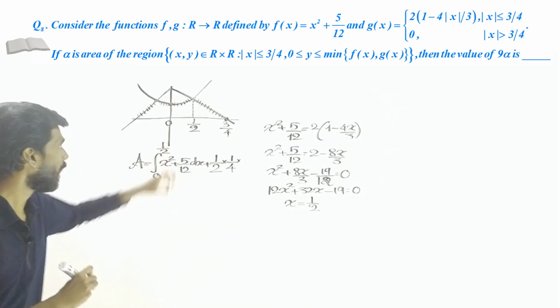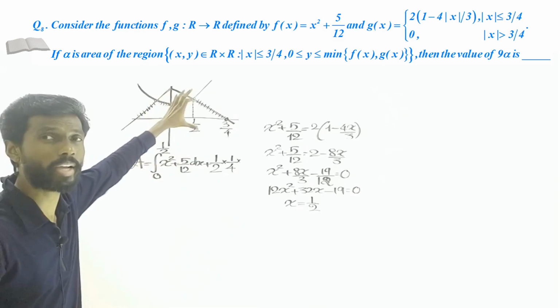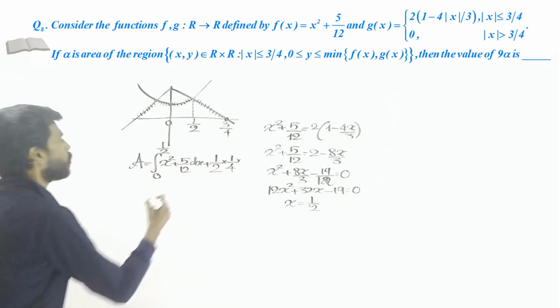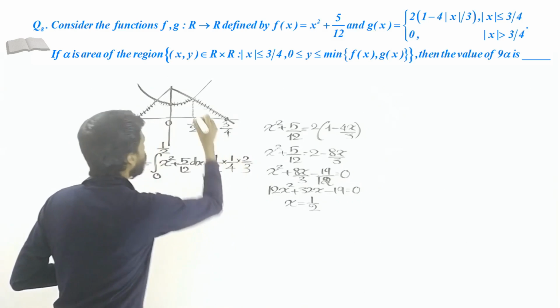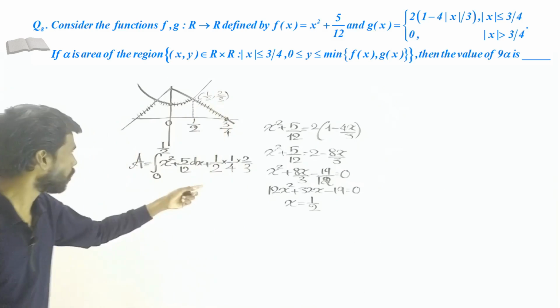So height is when x is 1 by 2. If you substitute x as 1 by 2, whatever we get, that is the height. Okay, y coordinate. So if x is 1 by 2, what is the value? It is 1 by 4 plus 5 by 12. So that is 3 plus 5, 8 by 12, so that is 2 by 3. So 2 by 3 is the height. So that means this point is 1 by 2, 2 by 3. That's it. So this will give you our required answer.